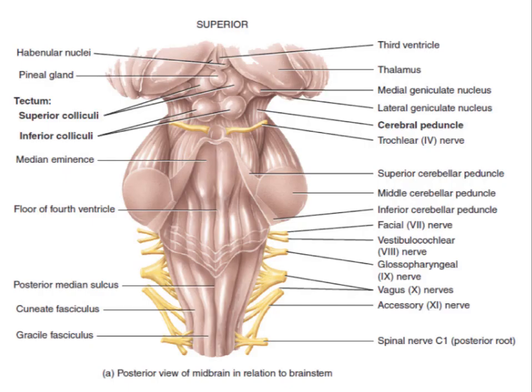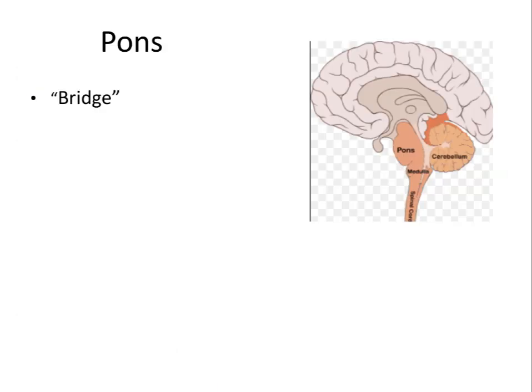You can see the bulges on the posterior side of the medulla in this drawing. The cuneate fasciculus and gracile fasciculus are those two ascending tracts that synapse with the medial lemniscus tract. The pons is the bridge between various areas of the brain. It links the medulla to the midbrain and the brainstem to the cerebellum.